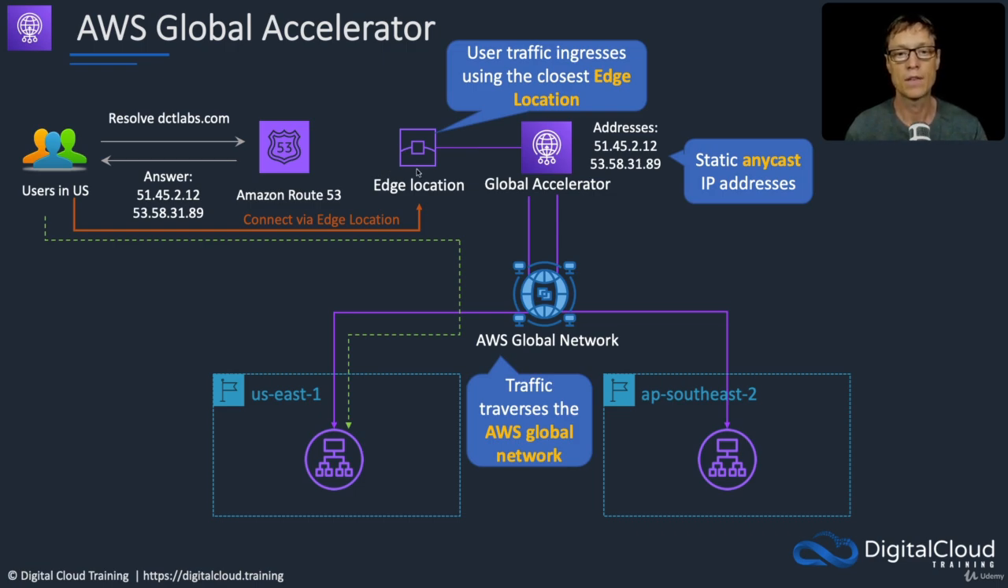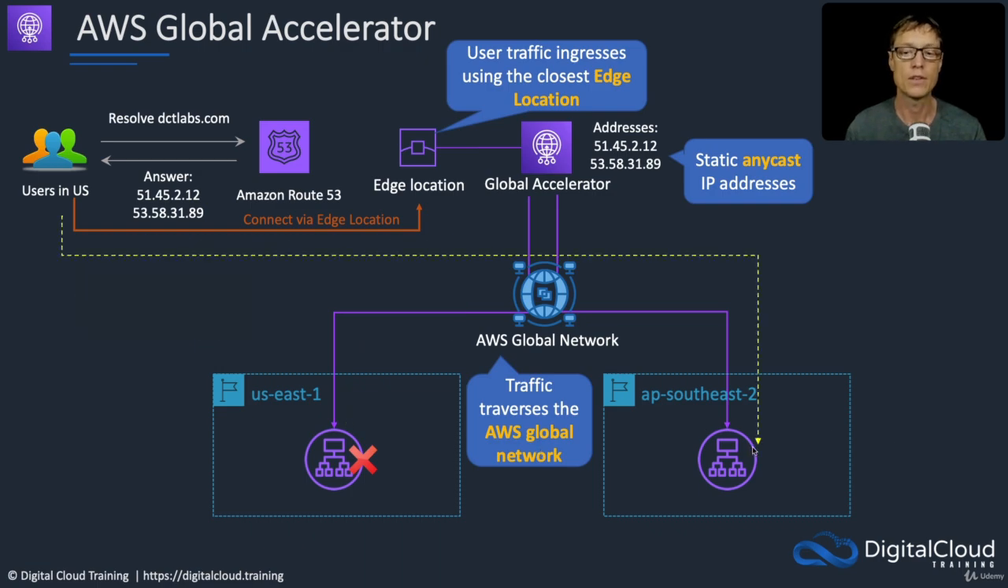From the point that the traffic hits the edge location, it's on the AWS Global Network all the way through to the application, and that means consistent latency and good bandwidth. So you can definitely optimize your connection. If the US East 1 site fails, the requests are then routed to another endpoint. So in this case, they get routed to AP Southeast 2. Now AP Southeast 2 is a long way away, but because we're using the global network, we're not going to get anywhere near the latency issues we might experience if we tried to get from over here in the US all the way to Australia.